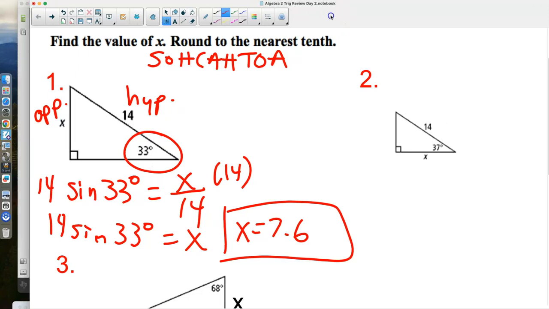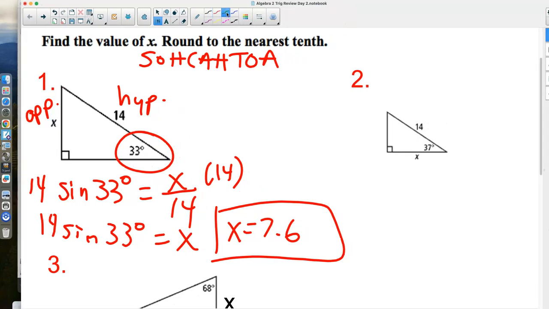So let's look at number 2. What angle are we going to use? 37 degrees. That's the one they gave us. What should we label the 14? Hypotenuse. Remember, it's right across, opposite of the 90-degree angle. So there's hypotenuse. How about x? This is adjacent this time. Remember, opposite is not even touching the angle. It would be the opposite side right here because it's not even touching the 37 degrees. So this would be adjacent.